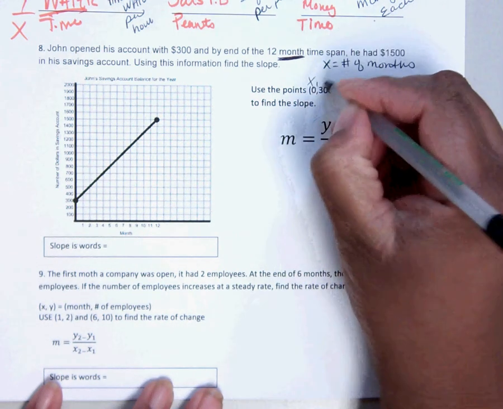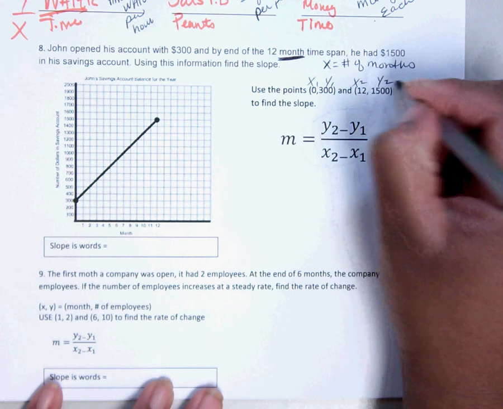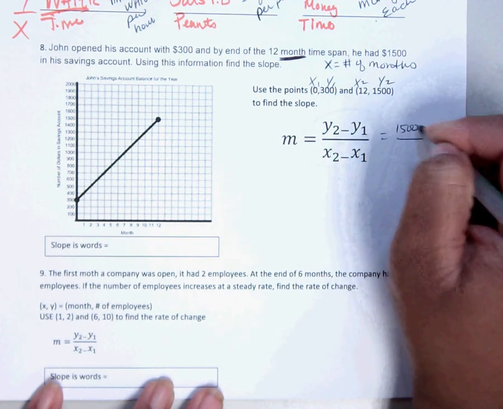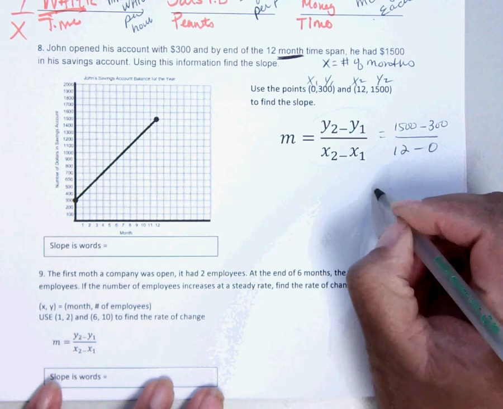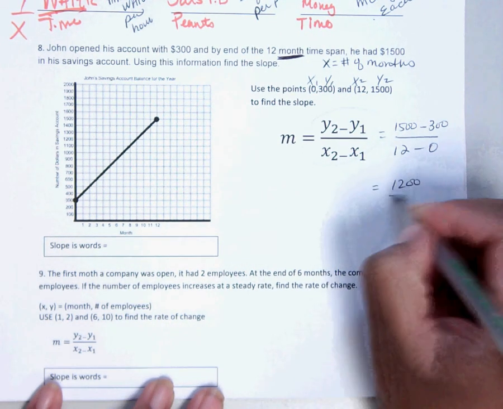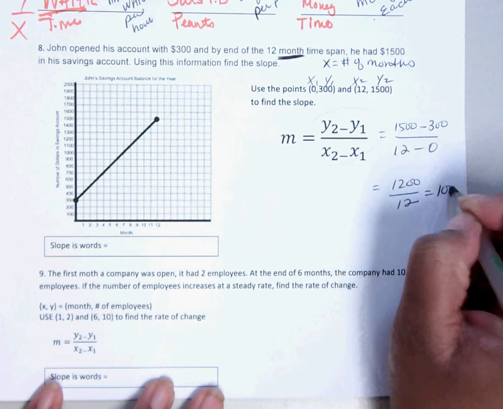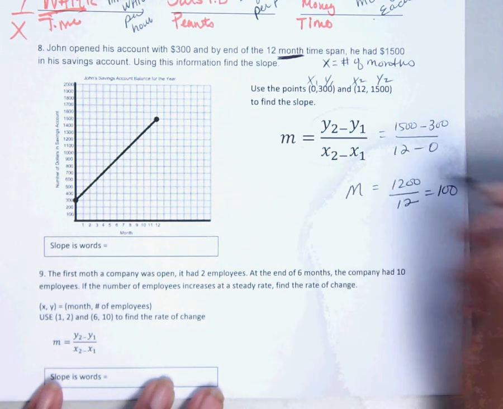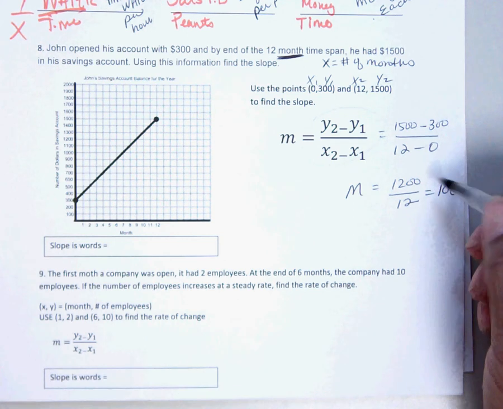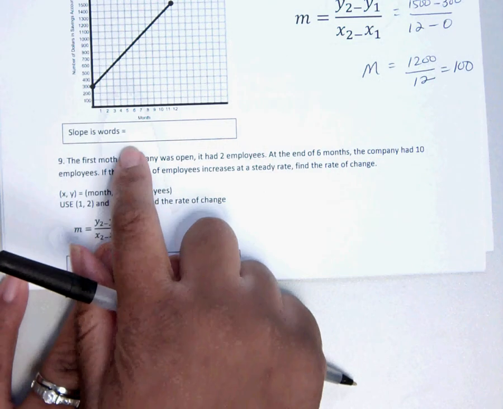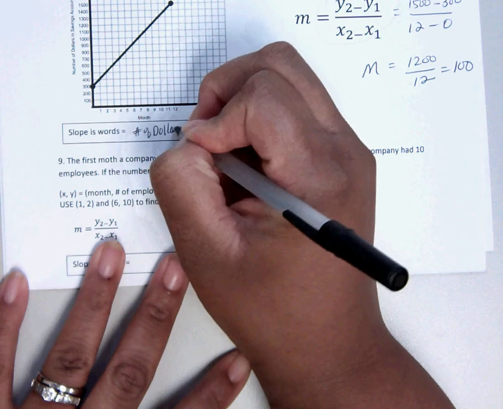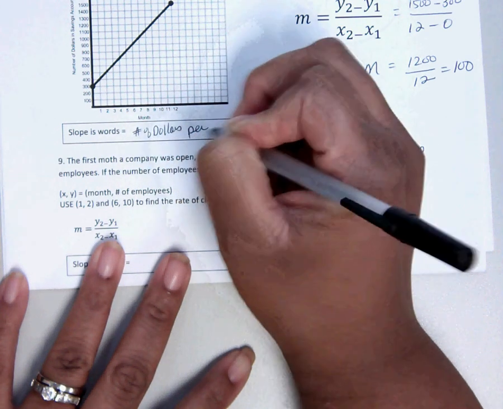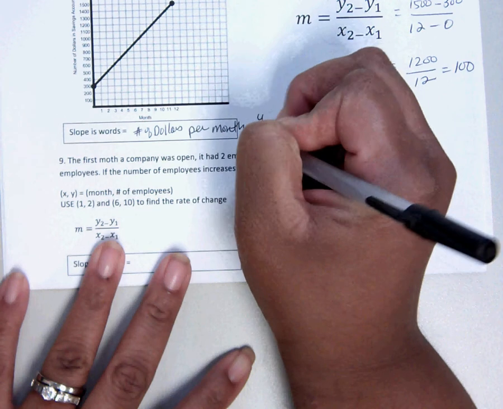So this is x1, this is y1, x2, y2, and so that's going to be 1,500 minus 300 over 12 minus 0, which is 1,200 over 12, which is 100. So we now have the slope, and the slope is 100. And that's the answer to this question. It wants you to name the slope in words, and that's going to be the number of dollars in the savings account per month, because it is y over x.